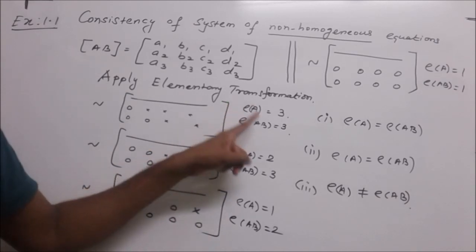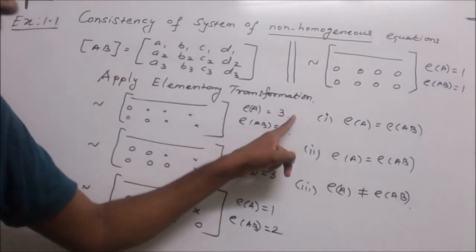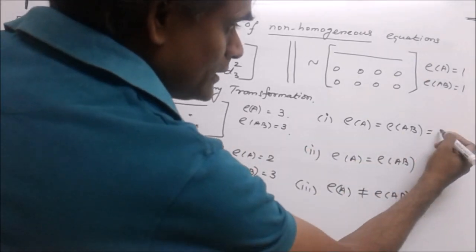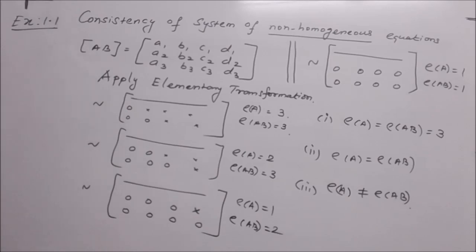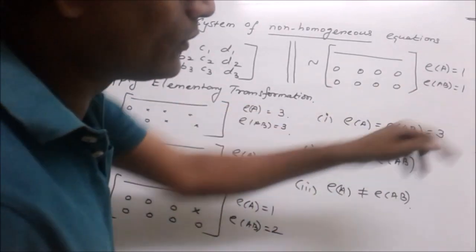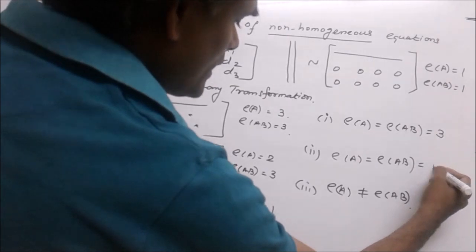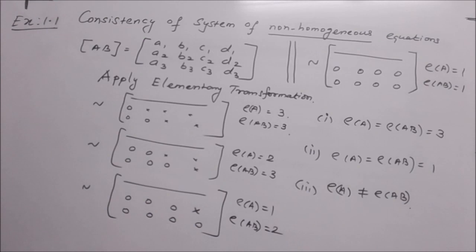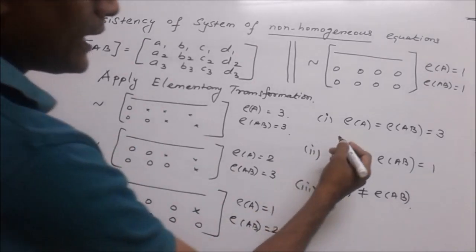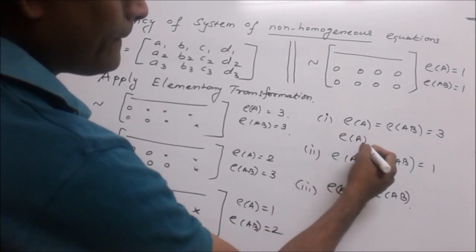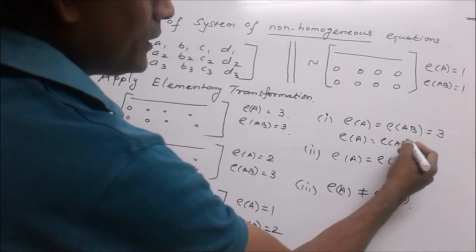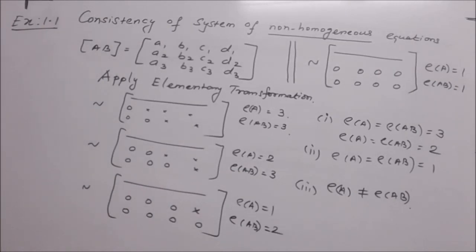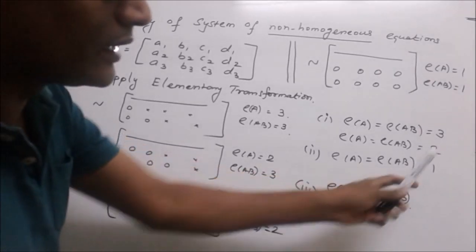Here rank of A equal to rank of AB, and the rank also equal here. Rank of A equal to rank of AB equal to 3. This is the first case. Okay. And then here rank of A equal to rank of AB, that is equal to 1. And then here rank of A is not equal to rank of AB. And one more case will arrive. Rank of A equal to rank of AB equal to 2. One another case will arrive.